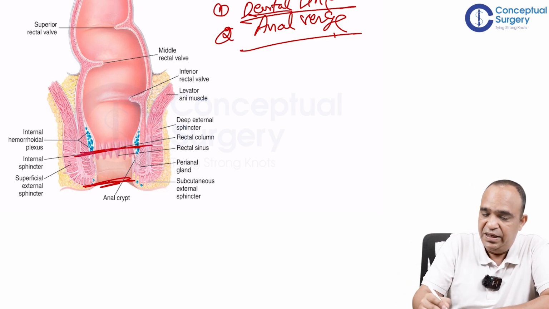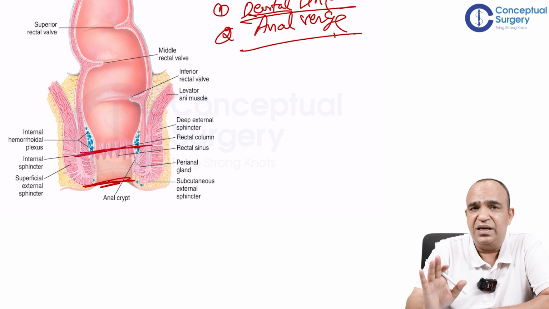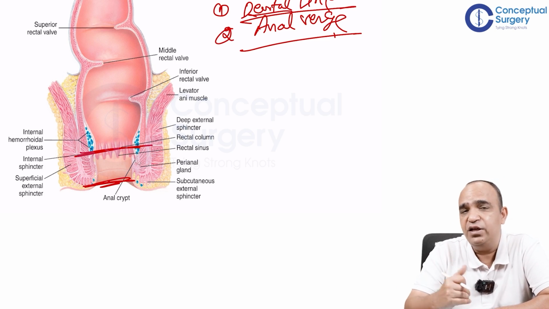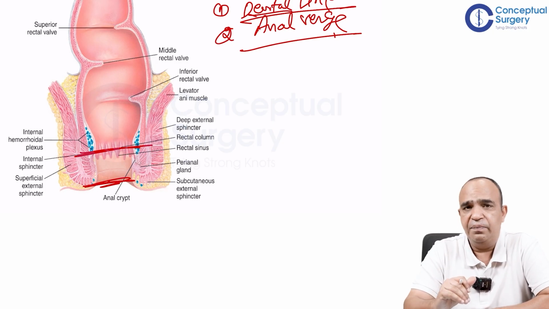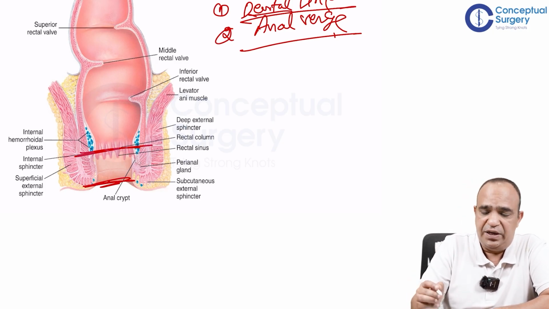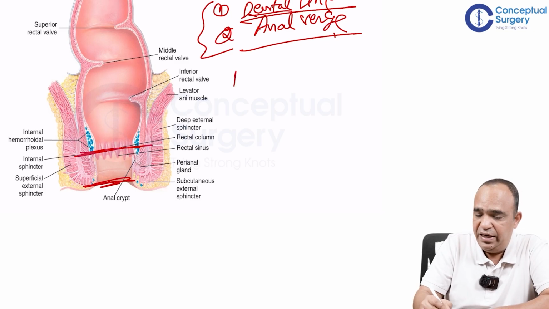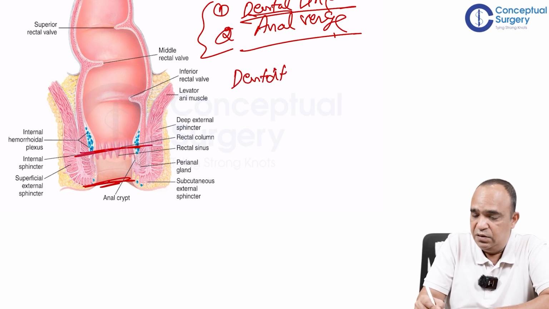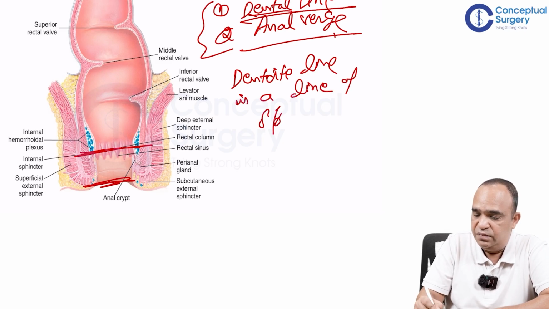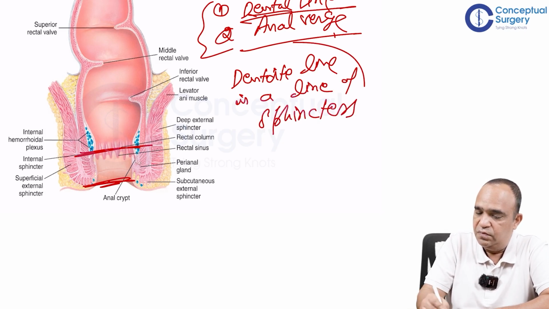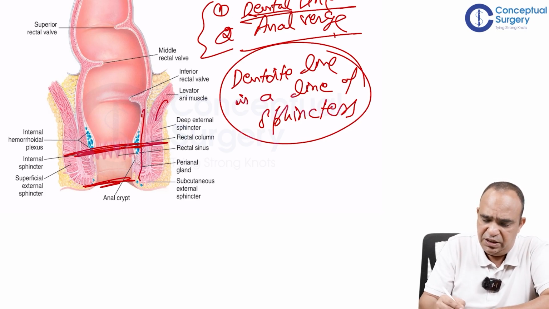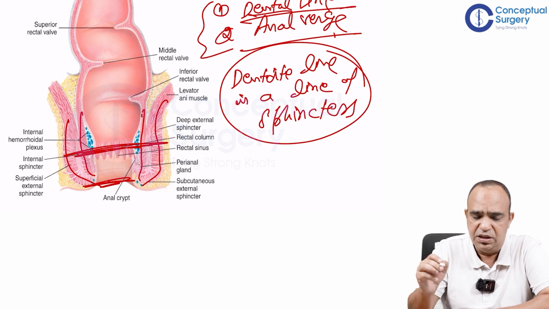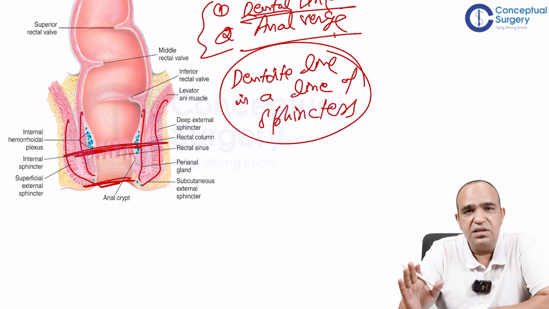First of all. Second, I'm just giving you straightforward punchlines. This is how I used to remember in my times, and these principles I follow even today in teaching and in clinical practice also. So that's one. Second is, the dentate line is a line of sphincters. This is the dentate line. So these are the sphincters, internal and external sphincter. This is a line of sphincters.